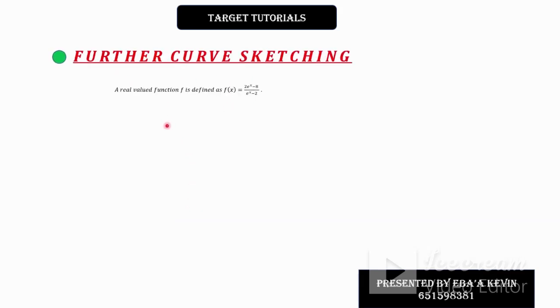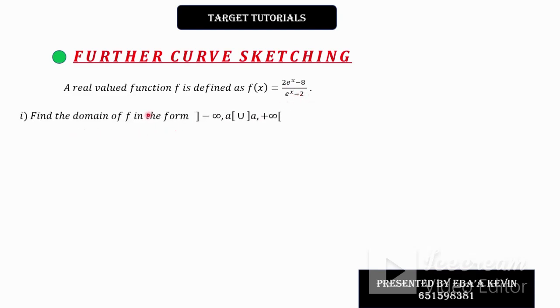We are going to be solving a question on further curve sketching. The question reads: a real valued function f is defined as f of x equals (2e^x - 8) divided by (e^x - 2). Romans 1, find the domain of f in the form negative infinity, a, union a, positive infinity.